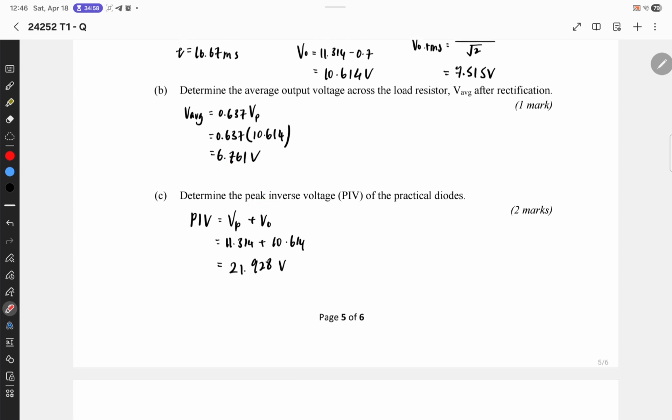Then we need to find the peak inverse voltage, PIV, which uses V peak at V naught, and then we will get 21.928 volt.